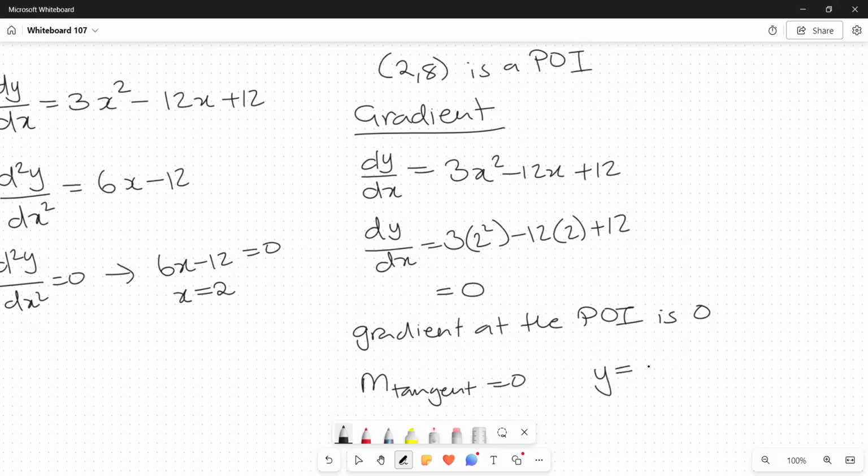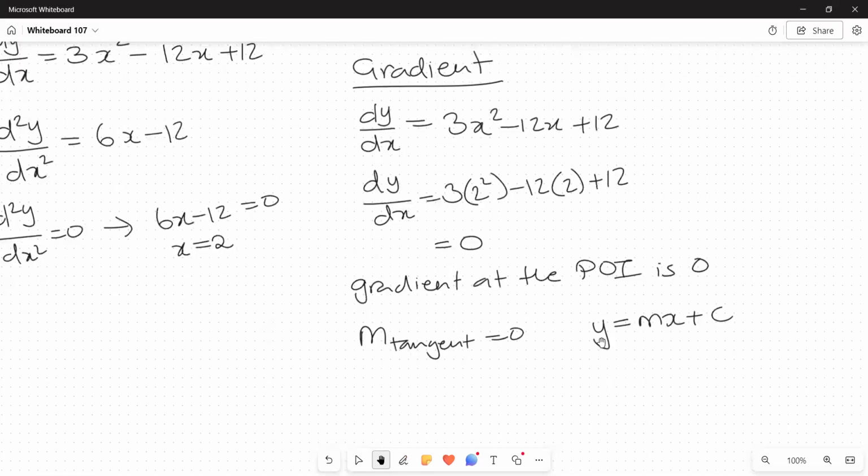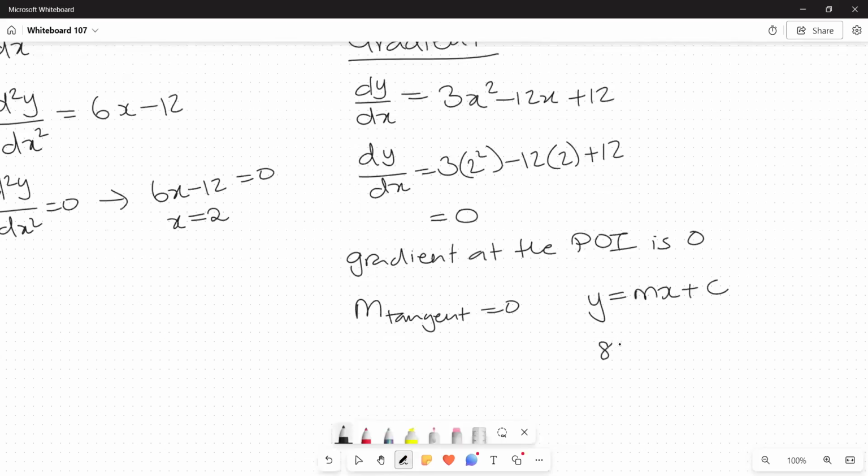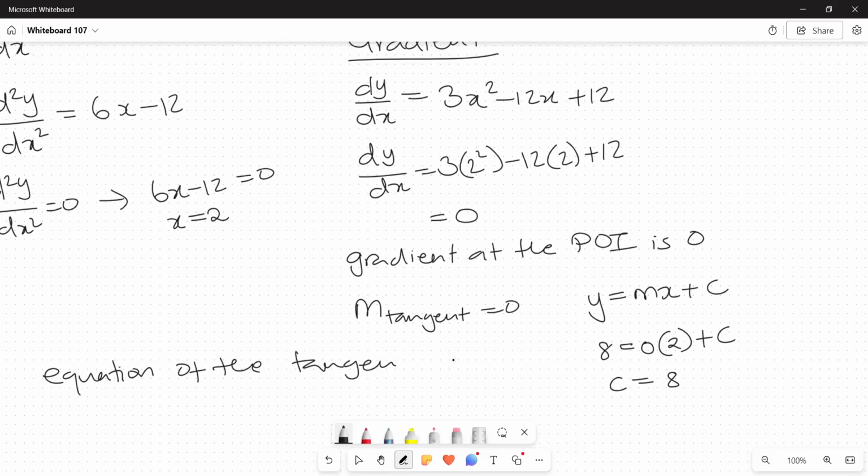And the equation must be y is equal to mx plus c. So we have our x coordinate is 2, our y coordinate is 8, our gradient is 0, and now we solve for c. So our y coordinate is 8, our gradient is 0, x coordinate is 2, and c, so this means c is equal to 8. So then we write the equation of the tangent at the point of inflection is y is equal to 8.